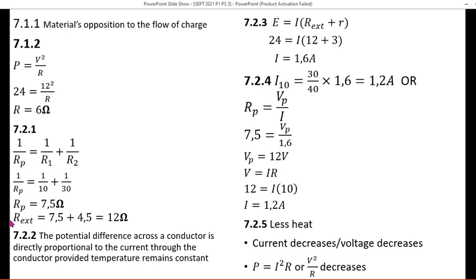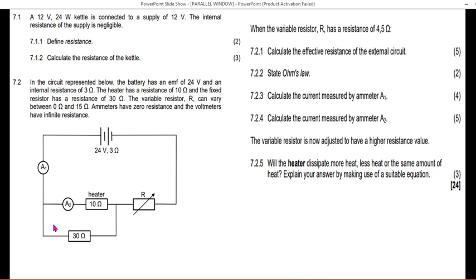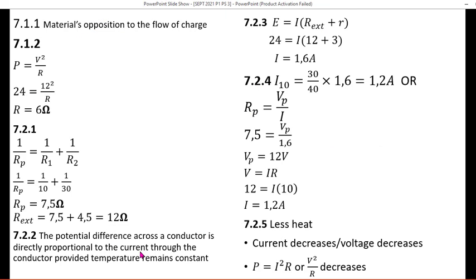Then the total external resistance, or the effective resistance of the external circuit, is going to be the parallel plus the resistance of the variable resistor, which is this one. That is the total for this section plus this 4.5, and we get a total of 12 ohms.